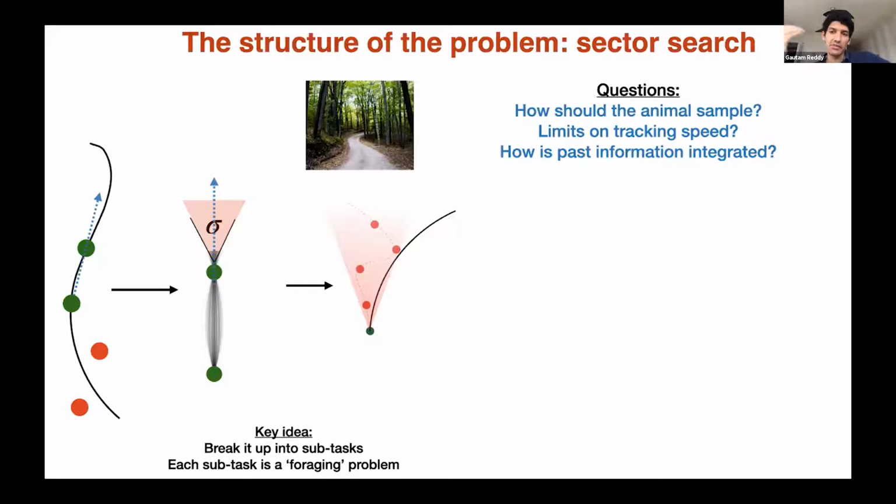And the third question, which is relevant for animals, is how do you integrate past information? So how do you take into account all the history of detections that you made? I won't focus on the speed in the time that we have. I'll briefly touch on the first and the third questions here.